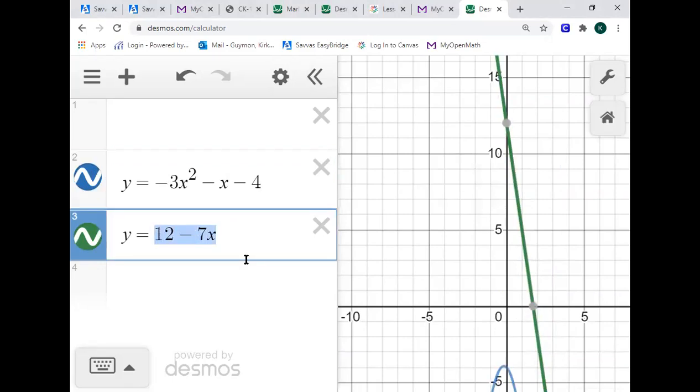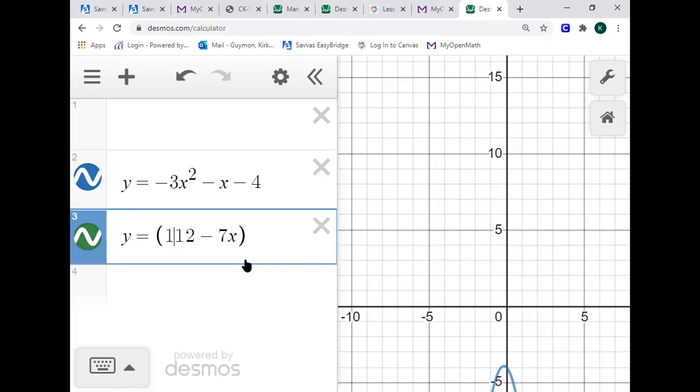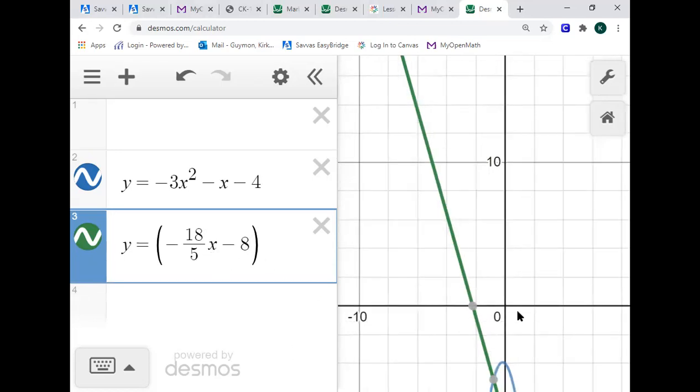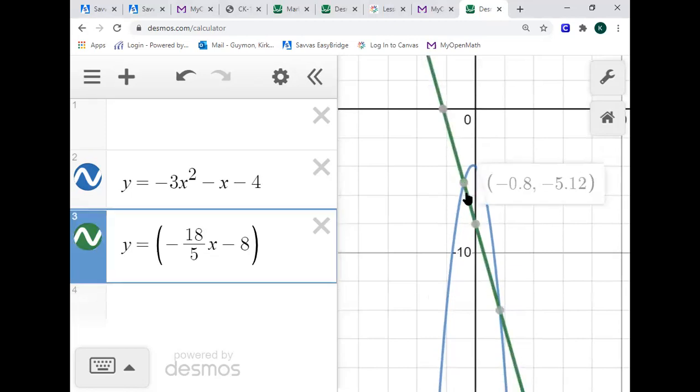And the left side, the second equation, was a negative 18 over 5 times an x minus an 8. Negative 18 over 5x minus an 8. So let's see, let's pull this up here.